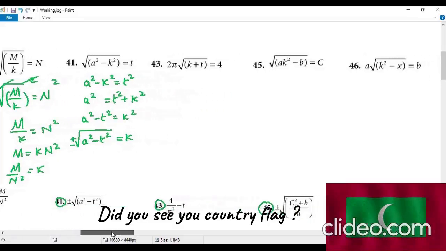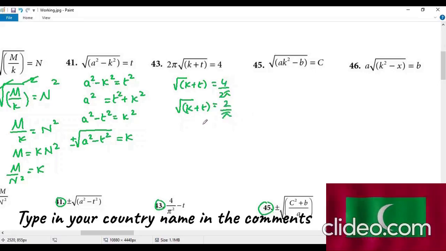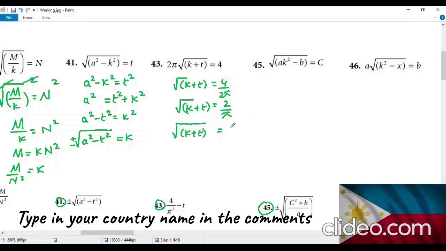When it comes to question number 43, 2 pi is multiplying, so on the other side it will go and divide. K plus t equals 4 over 2 pi. Now you have under root k plus t equals 2 over pi, because 4 is going to be cancelled by 2. Now squaring both the sides will give you something like this: k plus t equals 4 over pi square.